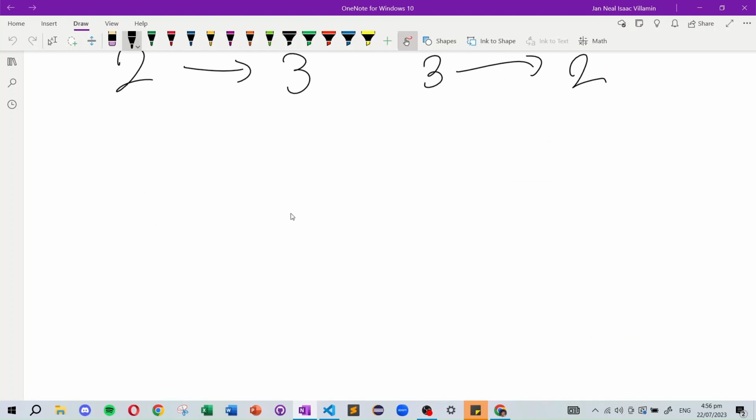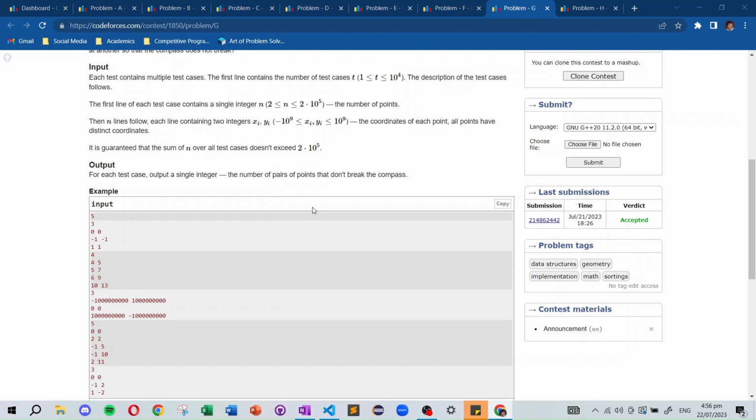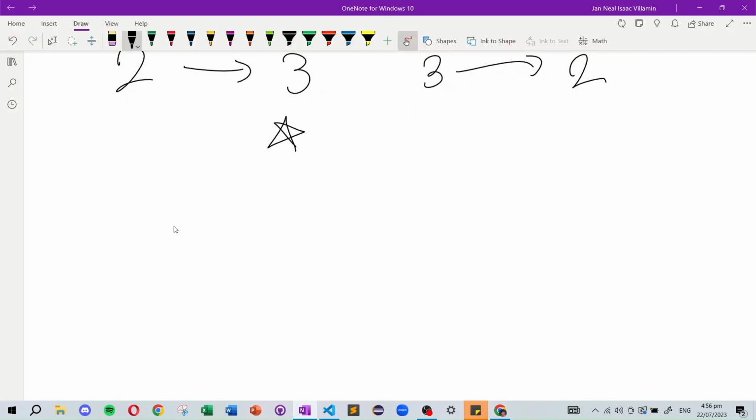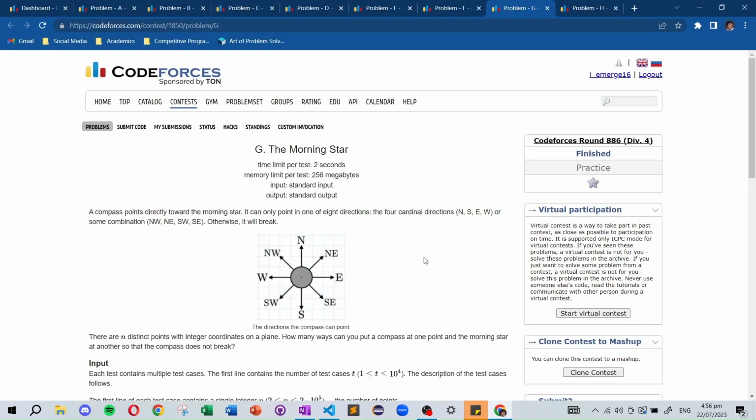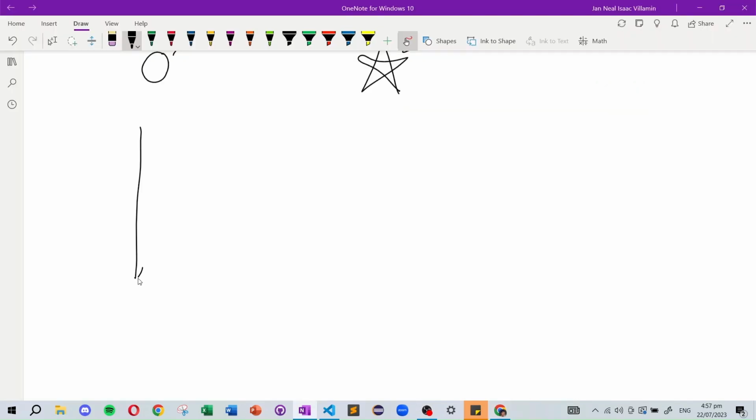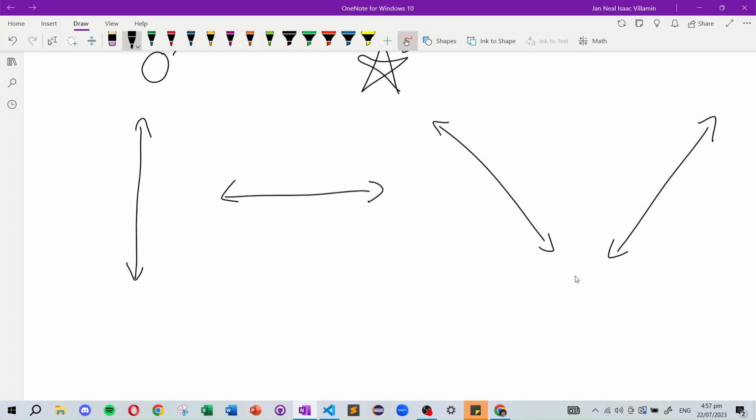By symmetry, if you place the morning star here and the compass here, and it points that way, we can also place the morning star here and the compass here, and it will point towards the opposite direction. So there are only really 4 main lines that we have to consider. The first line is the vertical line, the second line is the horizontal line, the third line is the diagonal that goes down, and the fourth line is the diagonal that goes upwards.